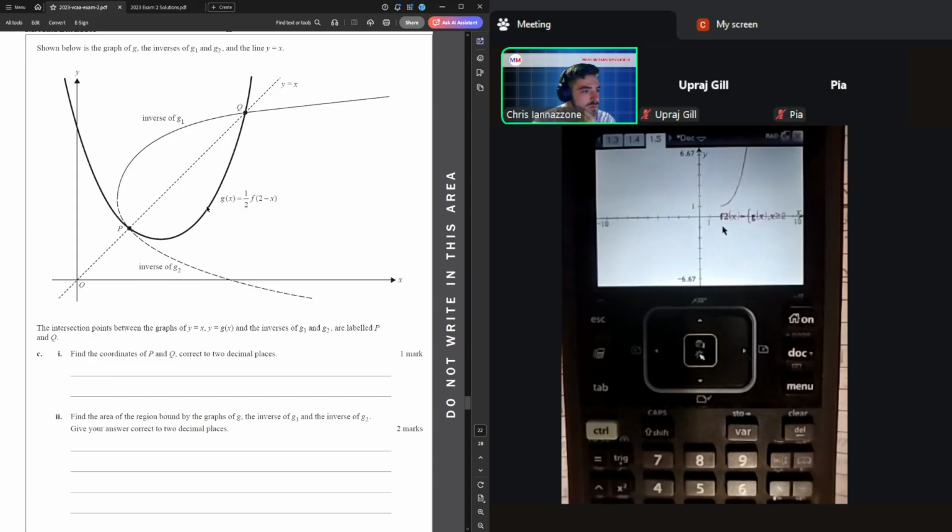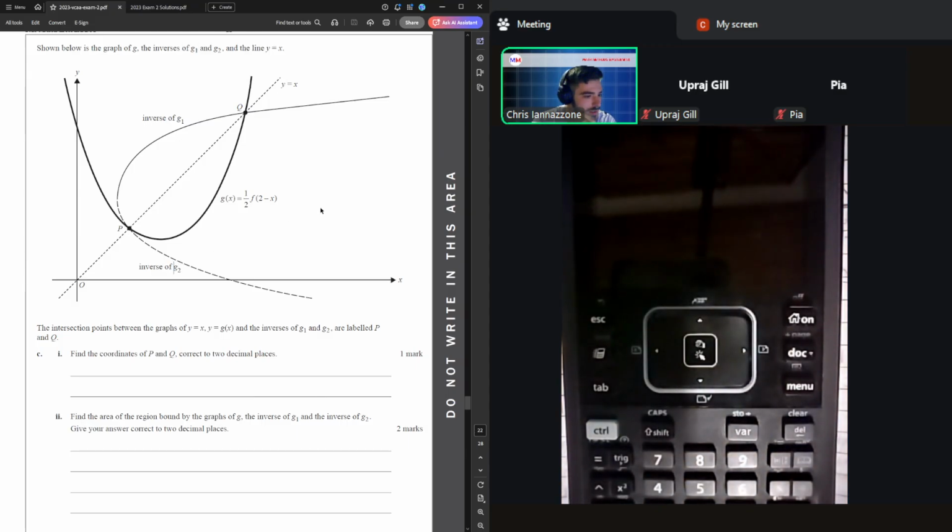Here's the portion. You've got g of x as the bold one, the inverse of g1 as the solid line, and the inverse of g2 as the dotted line. Intersection points are labeled P and Q. Those are the intersections between the inverse and the original. First up is finding those coordinates. So where does the inverse intersect the original? I'll leave it at that for now. See how much we remember from our functions and relations stuff.